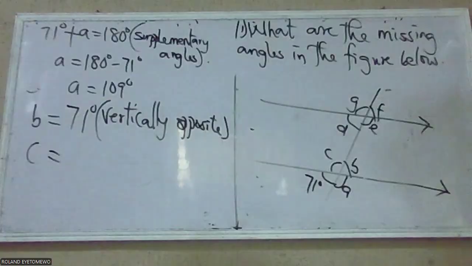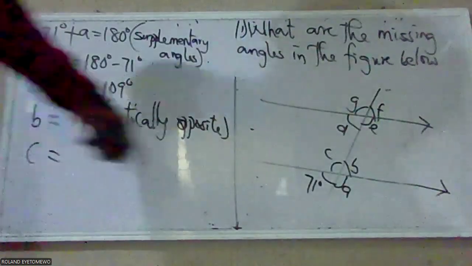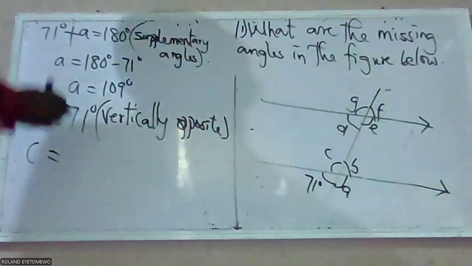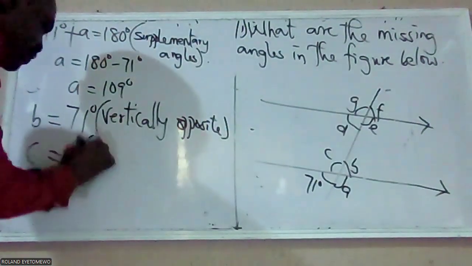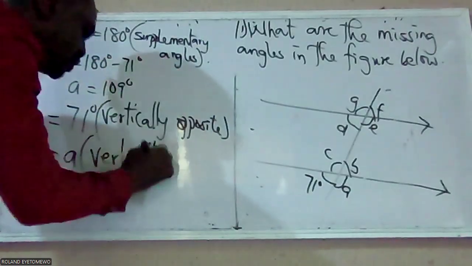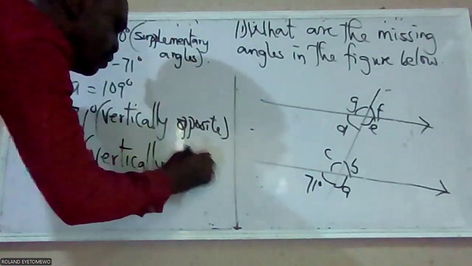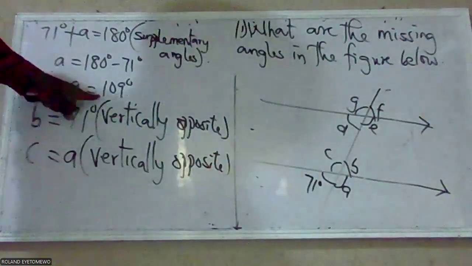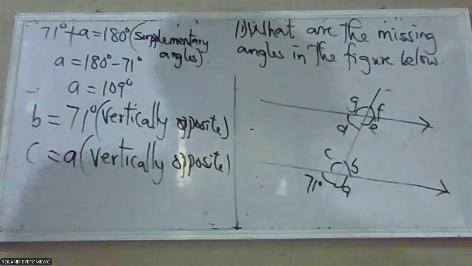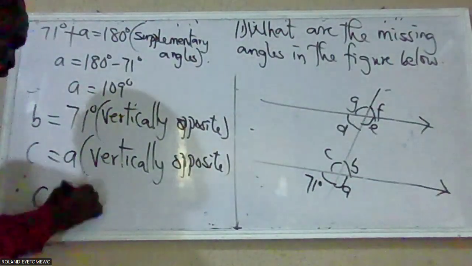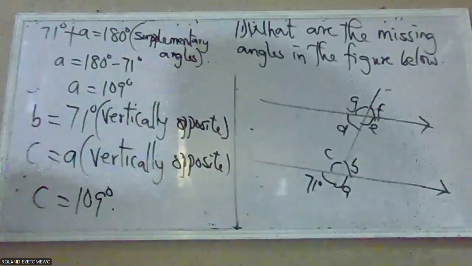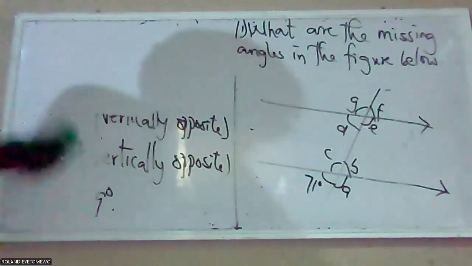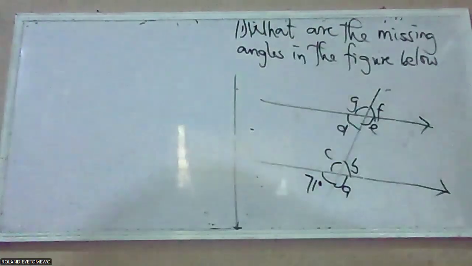Now, angle C. What's angle C? C is vertically opposite to A. C is equal to A. What is the reason? Vertically opposite. And we have gotten the value of A as 109 degrees. Therefore, C is equal to 109 degrees. Let's go on to get the remaining angles.